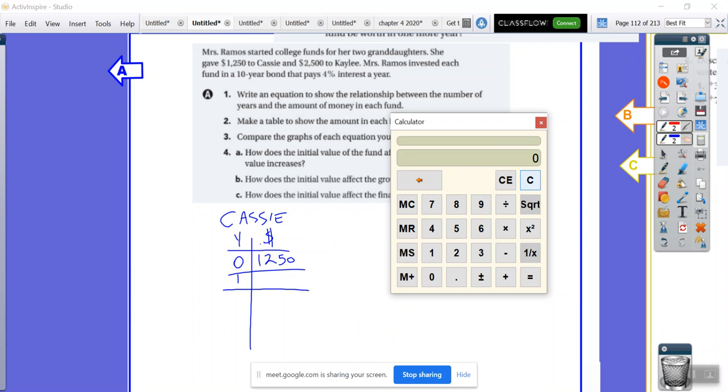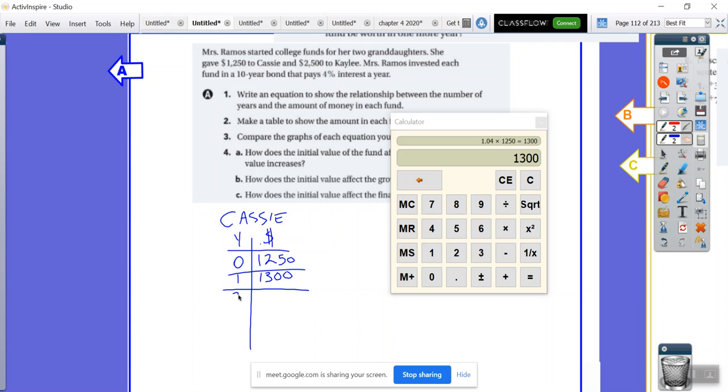How will I figure that out? Can somebody help me out? You do 1.04 times $1,250. Can you say that? I'm going to turn up my volume, and I want you to yell it as loud as you can. You do 1.04 times 1,250. You did a very nice job of making that very loud.